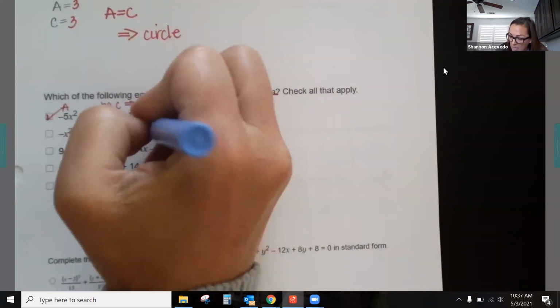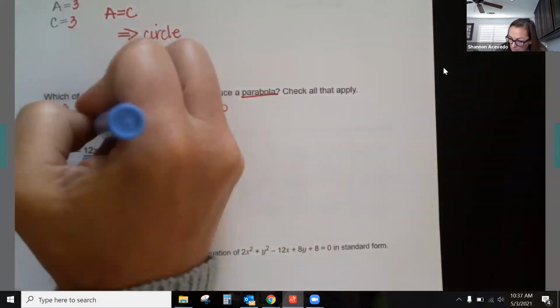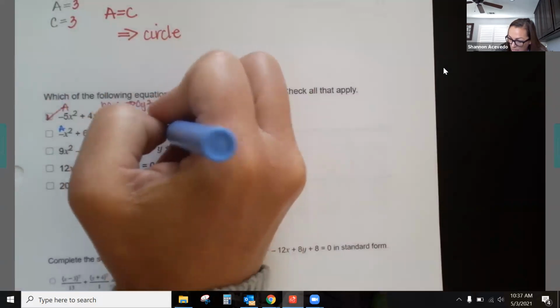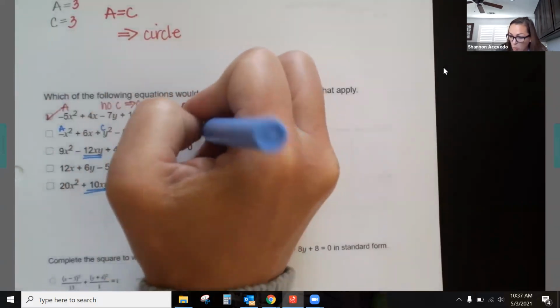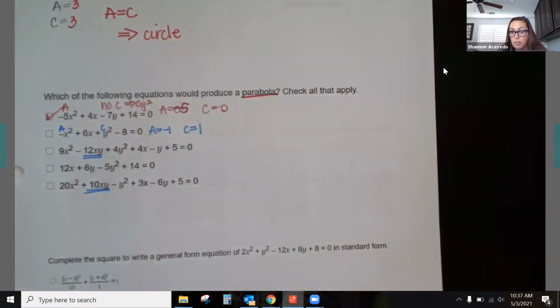My next case, here's my A, here's my C. So I have A is equal to -1, C is equal to 1. Neither of them are a value of 0, so it's not a parabola. My A and my C again.